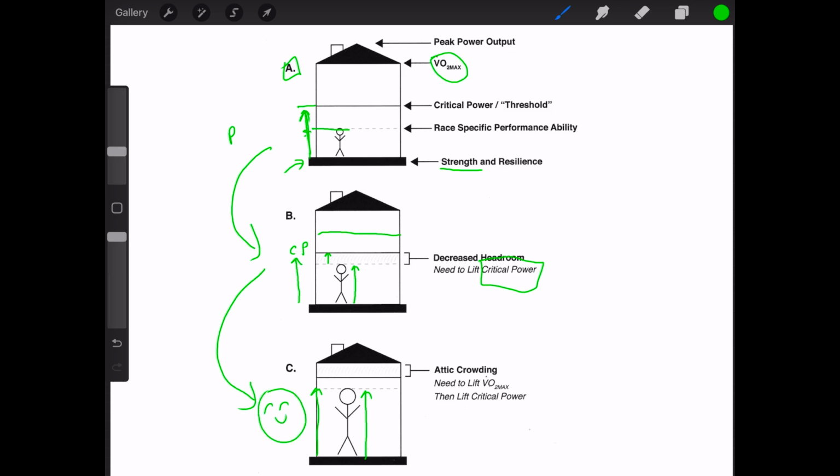Once you get to elite status and want to be a professional, after you've maxed out your critical power, then you need to go back to the drawing board and do very specific exercises that try to raise your VO2 max again, and then go back and train at the new percentage of that VO2 max at that new critical power level to further grow. That's how you raise your roof and get more fit.